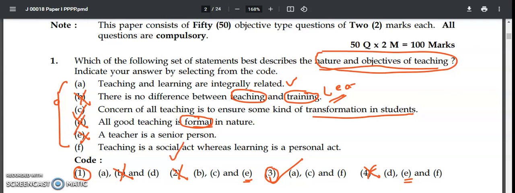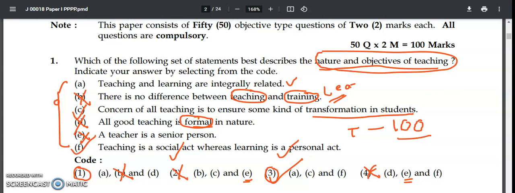That means teaching we are doing to multiple students, but learning is a personal act. That means learning is related to the individual student. If the teacher is dealing the class to 100 students, here the teacher is doing a social act. But while coming to learning, out of the 100 students, each and every student has to learn themselves. So learning is a personal act.